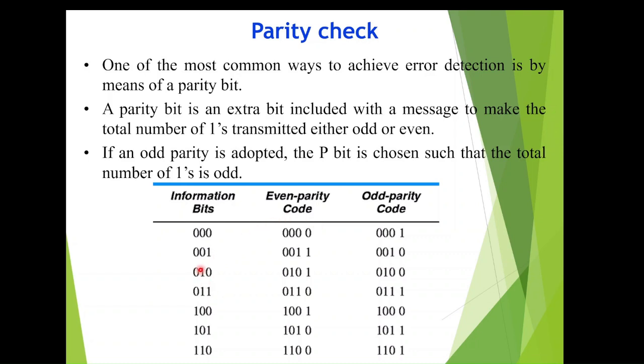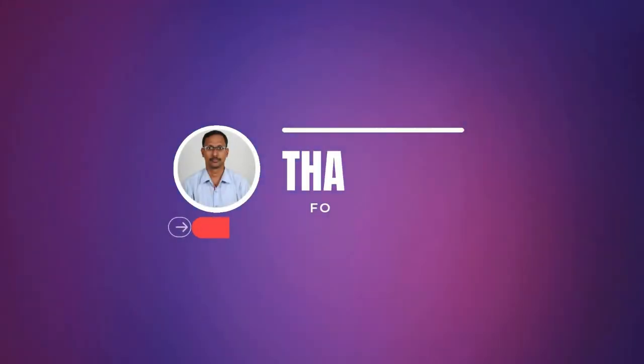For example, if I take 100, it has only one 1. So I add another 1 here as a parity bit, so that now the code is 1001 and the total number of ones is 2. Similarly, for odd parity, I add the parity bit in such a way that all codes have an odd number of ones.